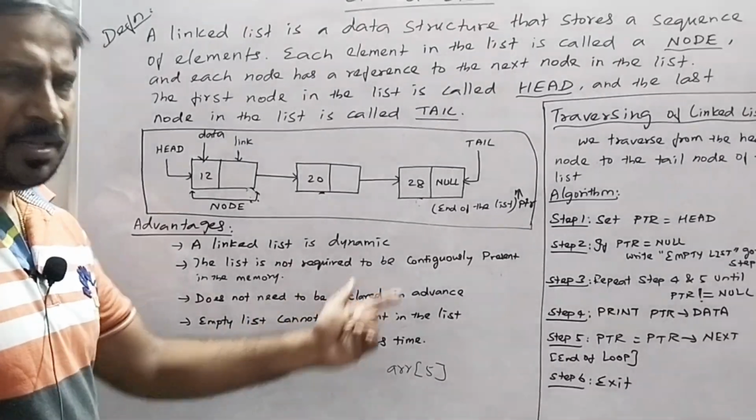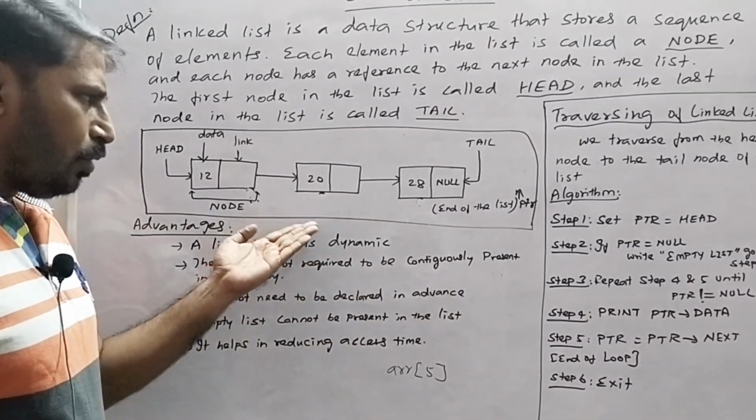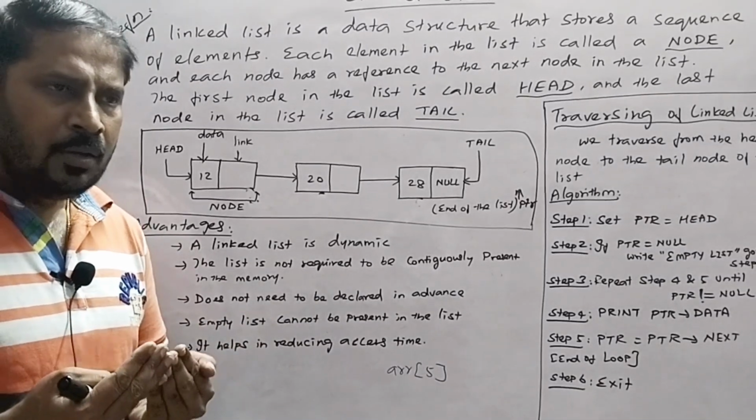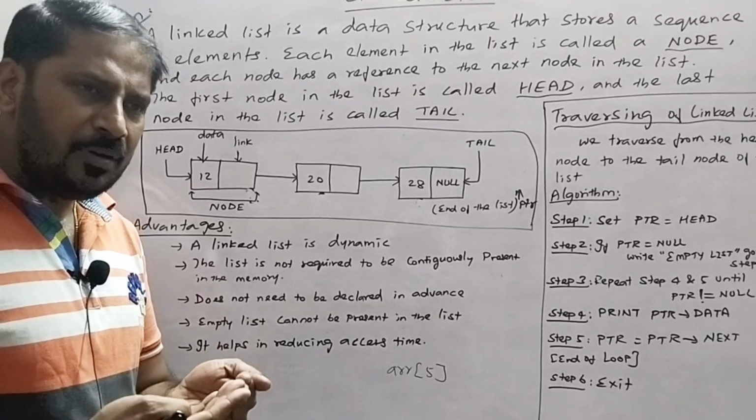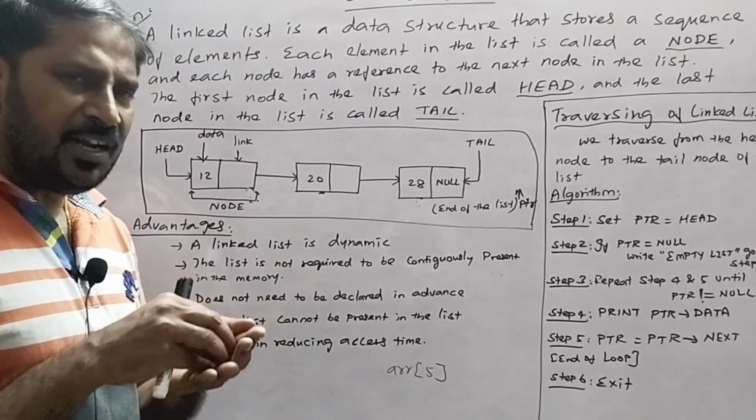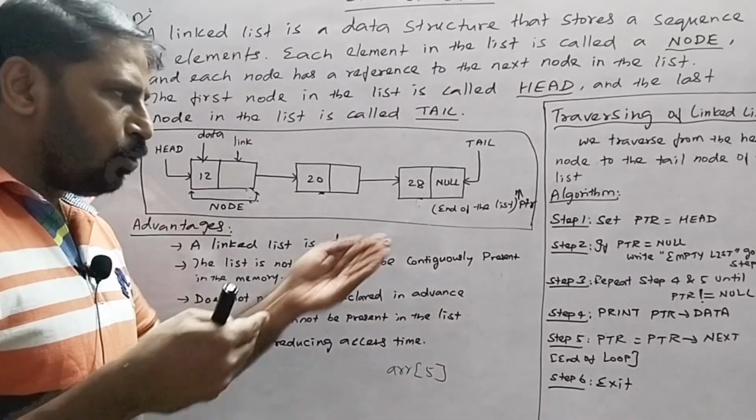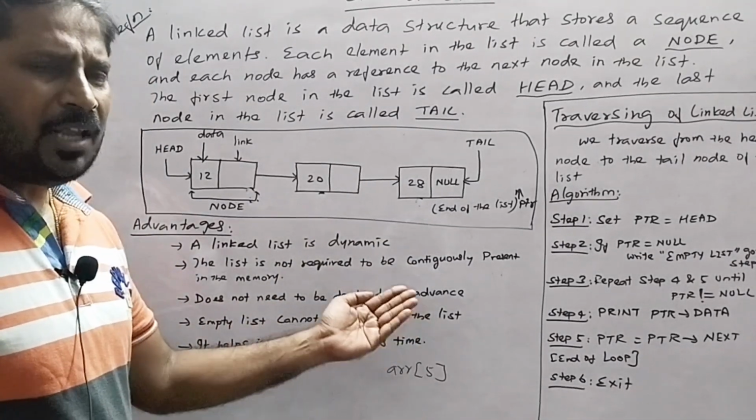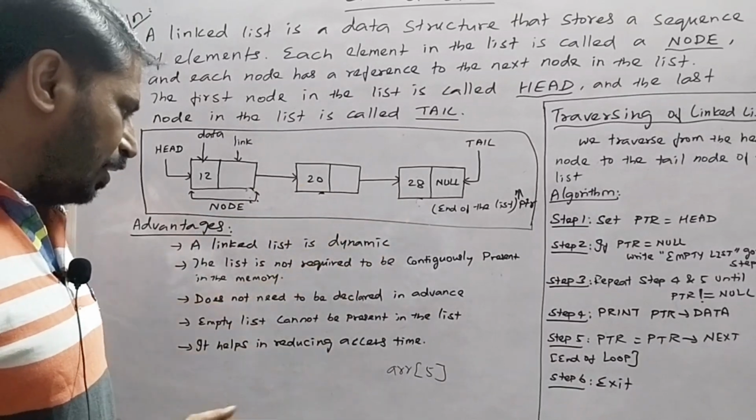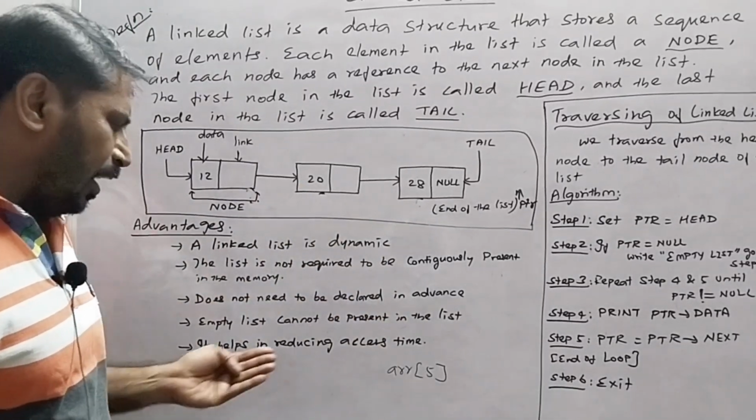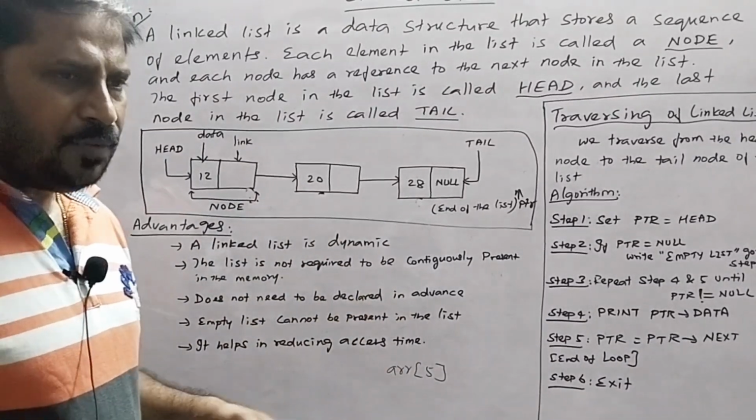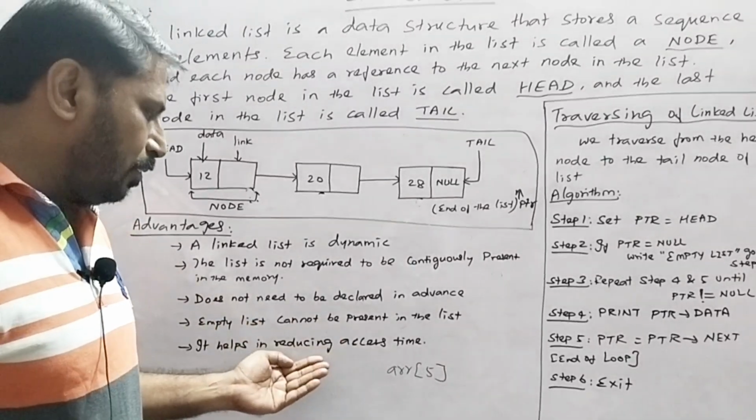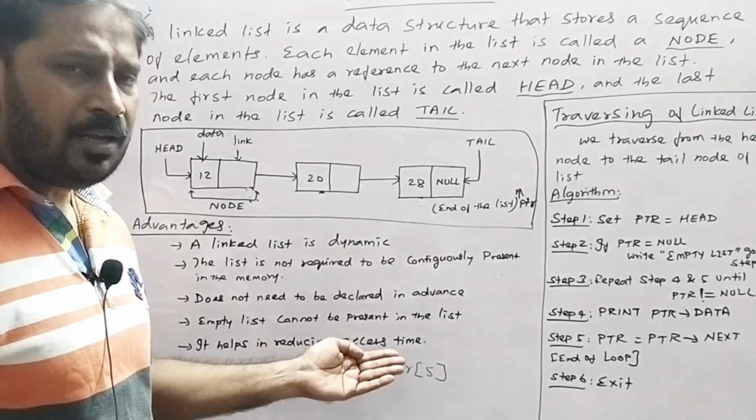There is no empty list present in a linked list. Whenever the necessity comes, only then do I take one node and use that node. After filling the data part, I attach that node to the existing linked list. That's why there is no empty node in the linked list, and it helps to reduce the access time. When we go for accessing each and every node, we will go through this idea in detail.